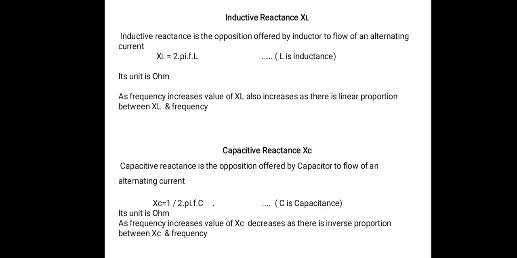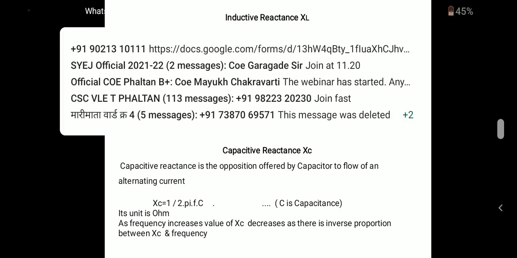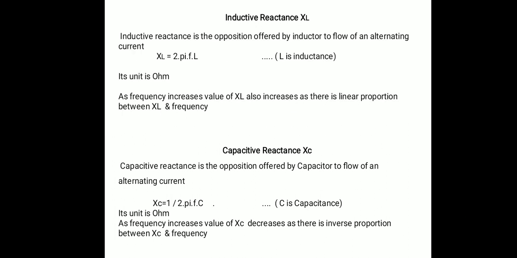Let us see what capacitive reactance is. The notation for capacitive reactance is Xc. The capacitive reactance is the opposition offered by a capacitor to the flow of alternating current. Same as an inductor, a capacitor can also offer some opposition to the flow of alternating current. The amount of opposition offered by the capacitor to the flow of alternating current is called the capacitive reactance, and the value of capacitive reactance Xc is equal to 1 upon 2 pi Fc.